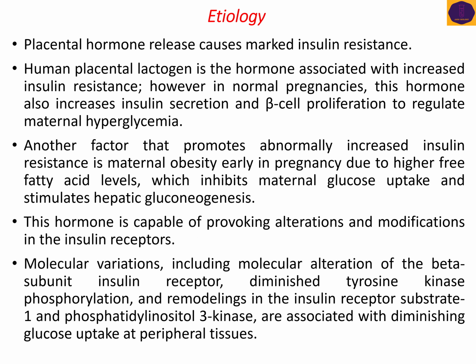Etiology: placental hormone release causes marked insulin resistance. The placental hormone which causes insulin resistance is lactogen. It is important to note that lactogen causes insulin resistance in a person who is genetically predetermined for gestational diabetes mellitus. As in normal pregnancy, this hormone is known to increase insulin secretion and beta cell proliferation to regulate maternal hyperglycemia.